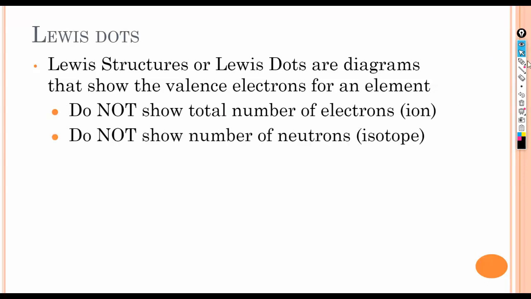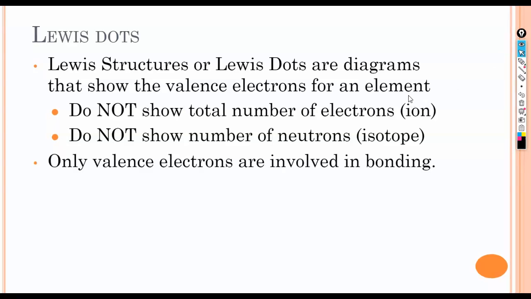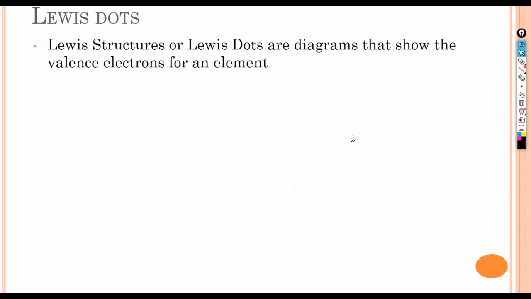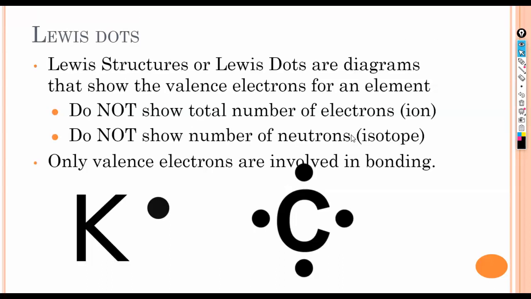It only shows the valence electrons. And so that's why it's important that you understand the difference between valence electrons, which are only the electrons in the outside shell, versus the total number of electrons. It also has nothing to do with protons or neutrons or anything else like that. In the next part of this unit, we'll talk more about bonding and chemical bonds and how the valence electrons are involved in bonding. But first, let me show you some examples of Lewis dot structures.